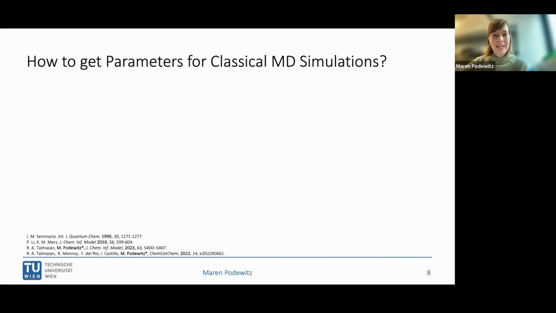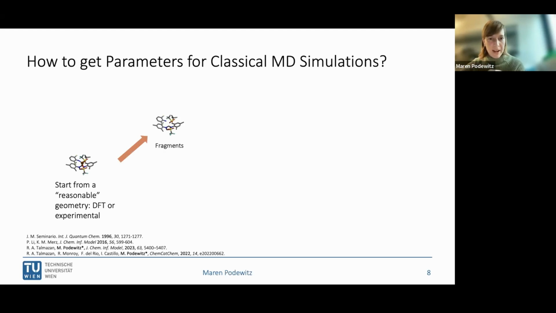And this was really, when my PhD student looked into it, a really tedious process. First of all, I'll show you the smaller structure here. We need to start from a reasonable geometry, so something that is either an experimental structure or a DFT structure, a full DFT optimized structure. Then we need to split it into all the fragments, look at how the fragments are connected, and then we can get parameters for each of the ligands separately.